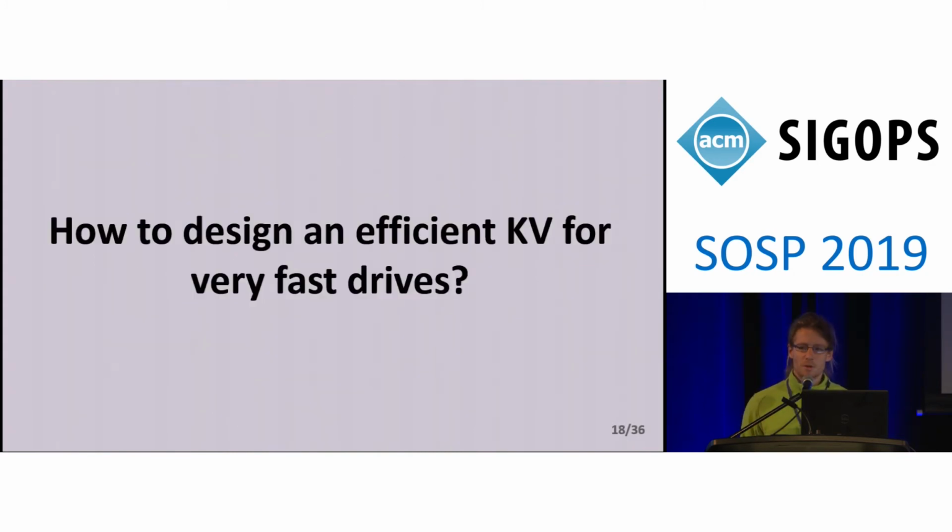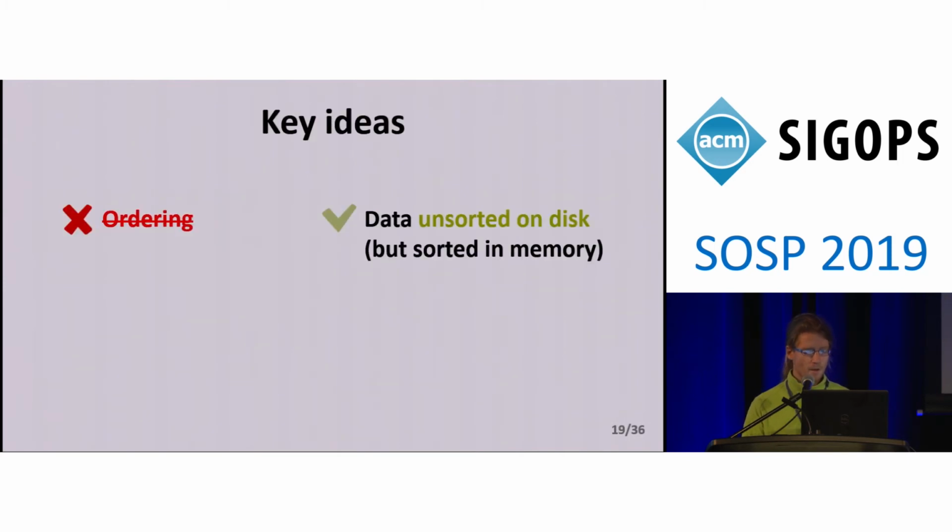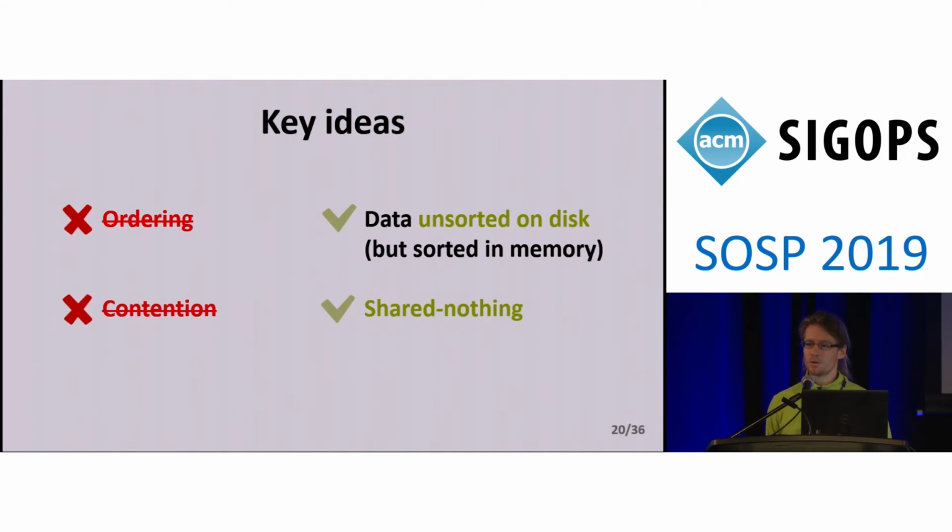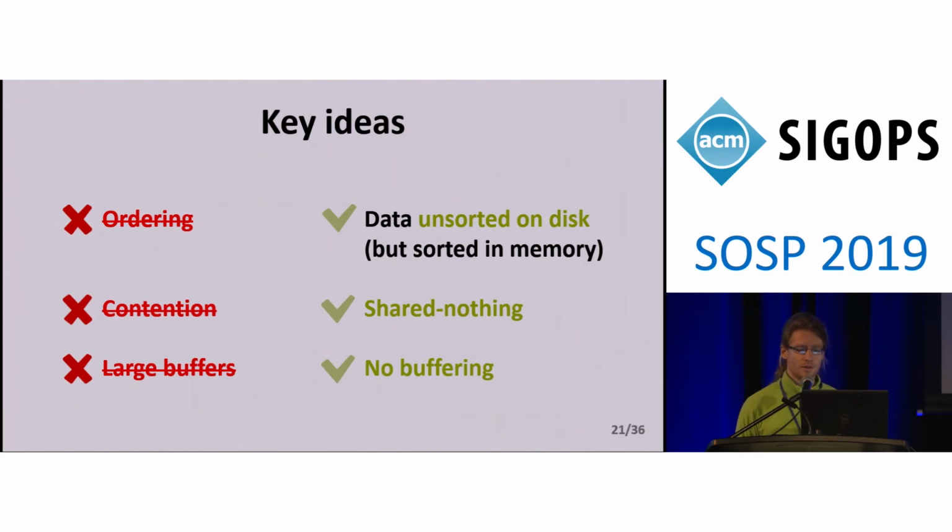So if these three properties are bad, then we beg the question how to design an efficient key-value store for very fast drives, and that's where our contribution comes. So we have three main key ideas. The first one is that since ordering is expensive, we keep data unsorted on disk. We also want to avoid contention, so we adopt a shared nothing architecture. And large buffers are known to create fluctuations, so we adopt the extreme approach of having absolutely no buffering in the database. And in the remainder of this talk, I will go through these three key ideas in turn.